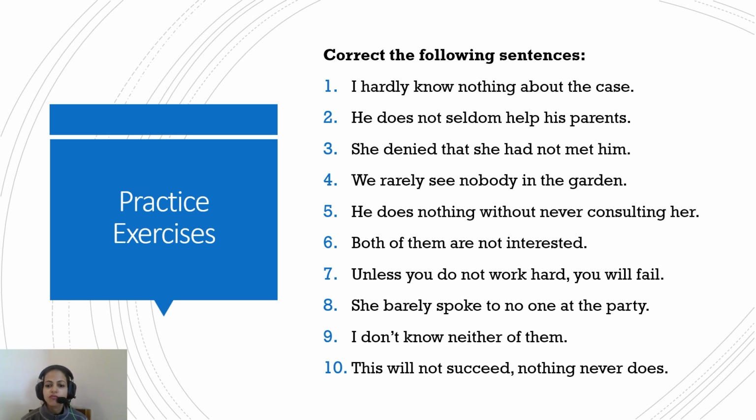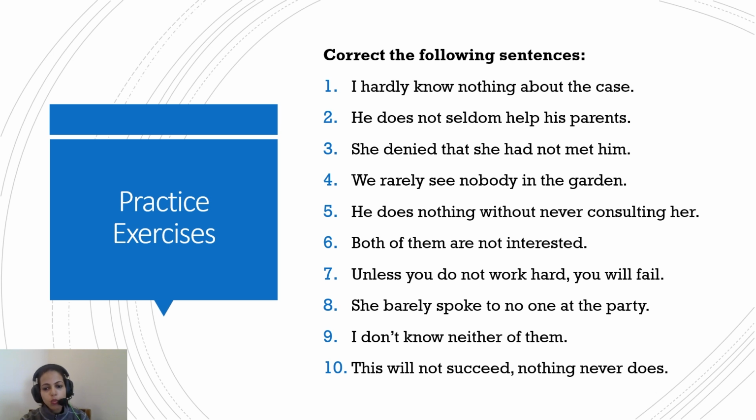"He does nothing without never consulting her." Nothing and never can't come together in a sentence. So "he does nothing without ever consulting her." "Both of them are not interested." No, that's not the right way to say. "Neither of them is interested." Both and not do not go together.